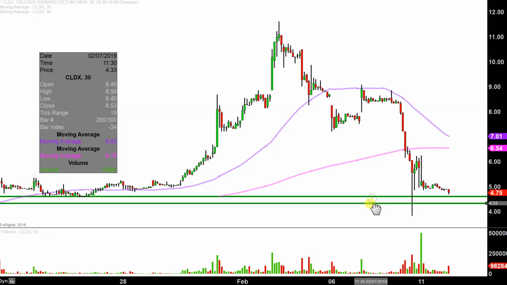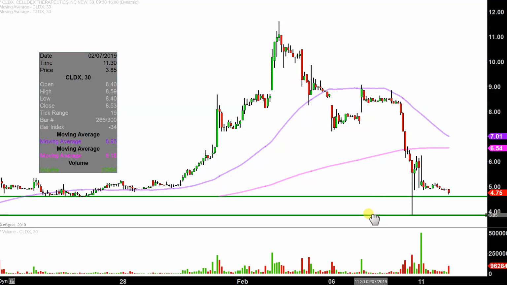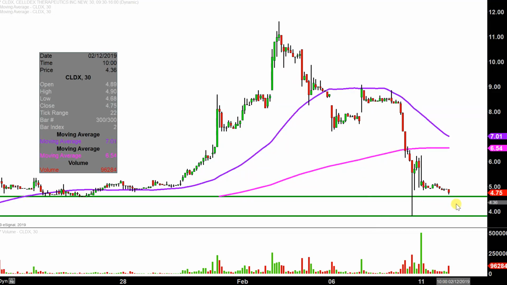Again, I'm not saying that the 460-ish area is not going to hold. I'm just saying that if it doesn't hold, then it would not be shocking at all to see the price drift down below that $4 mark.